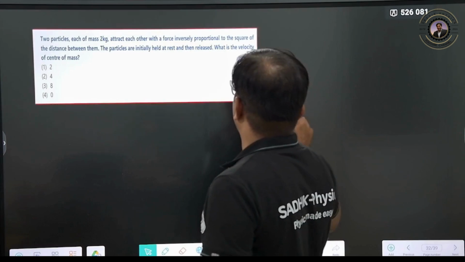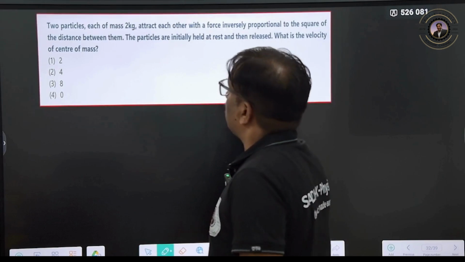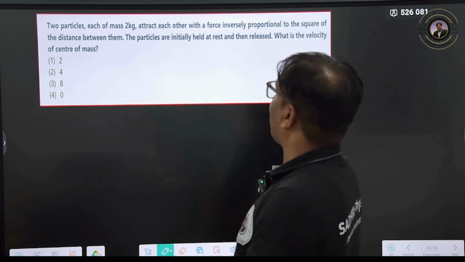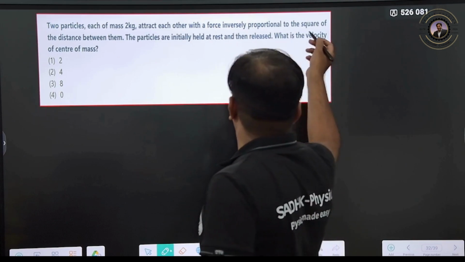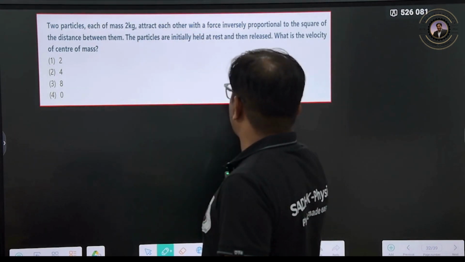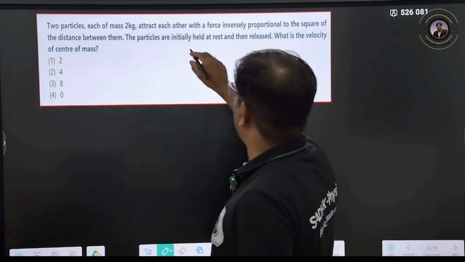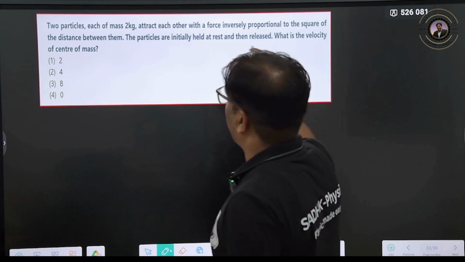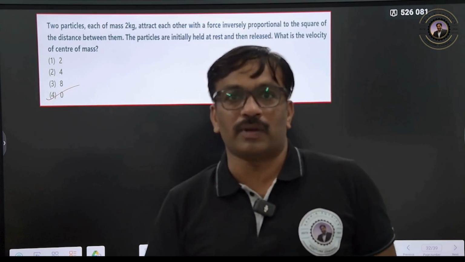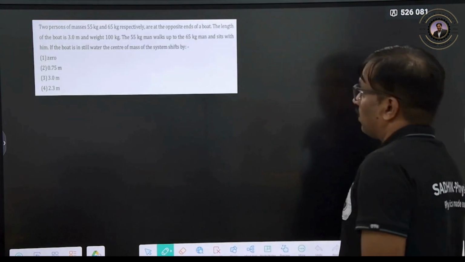Okay, so let us see this question. Two particles are there, each of mass 2 kg, attracting each other with a force inversely proportional to the square of the distance between them. That is nothing but a gravitational force. The particles are held initially at rest, then released. What will be the velocity of the center of mass? There is no velocity of the center of mass here, right? Why? Because there is no shift in the center of mass here.